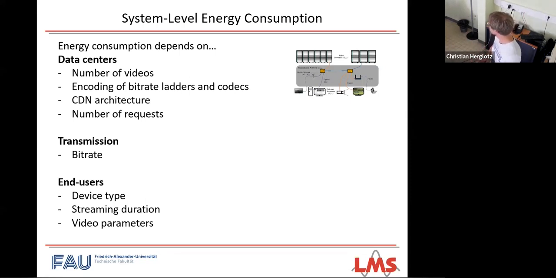One question about the transmission: you said that you have only the bitrate, but imagine that you have a video in the USA and you go from, maybe, New York to Rennes. It is not the same in terms of energy as coming from Paris to Rennes. So is there a model for that? It's almost the same, in fact.